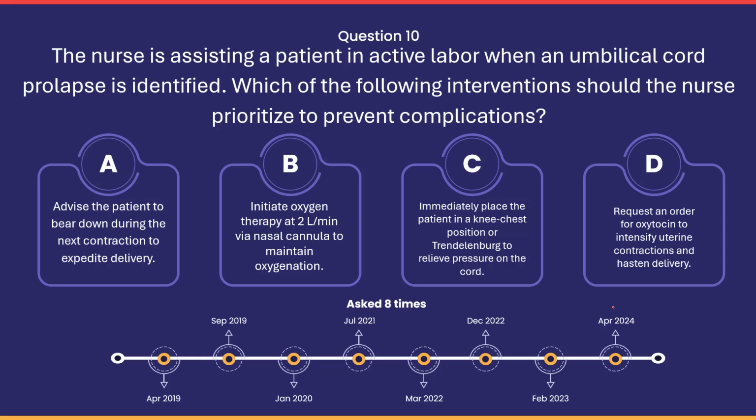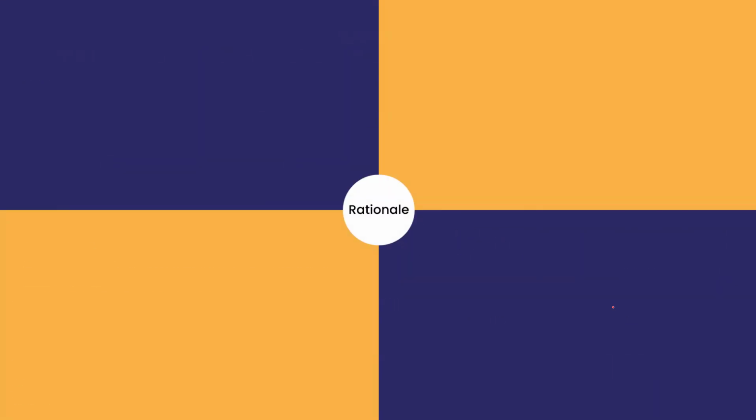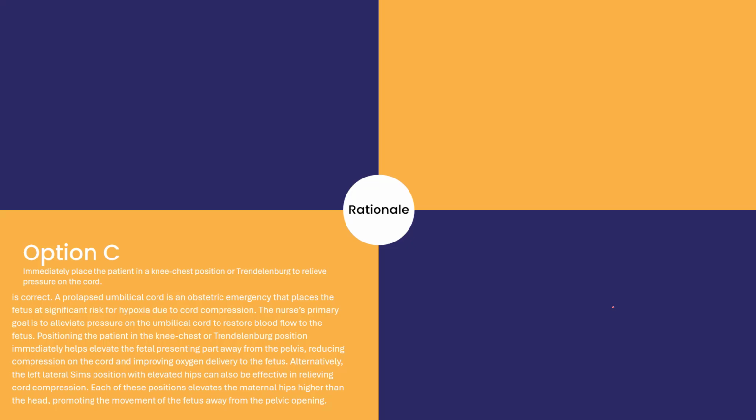The correct answer is C. Immediately place the patient in a knee-chest position or Trendelenburg to relieve pressure on the cord. C is correct. A prolapsed umbilical cord is an obstetric emergency that places the fetus at significant risk for hypoxia due to cord compression. The nurse's primary goal is to alleviate pressure on the umbilical cord to restore blood flow to the fetus.